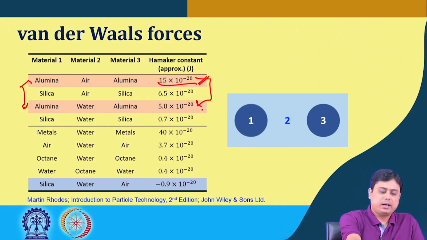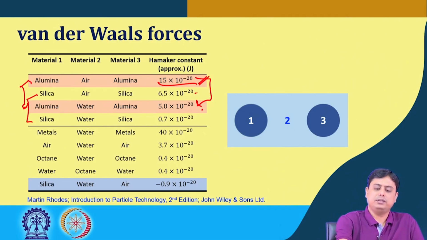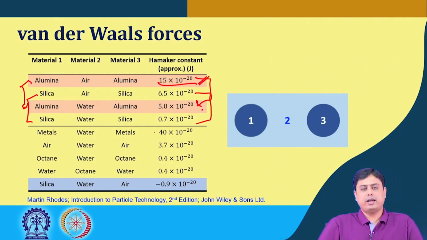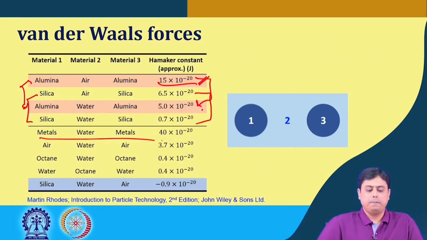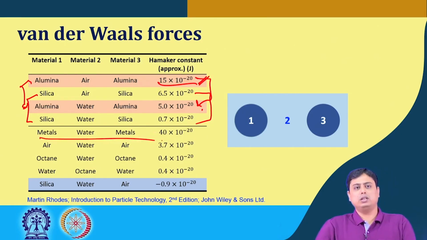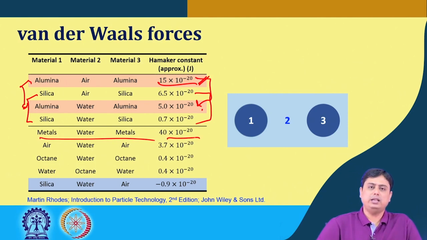Similarly, for silica particles, we can see a similar difference. From 6.5 to 0.7, it has been reduced when we change the medium from air to water. So, these metals, when they are in water, have a significantly higher Hamaker constant value, which means they are attractive in nature.